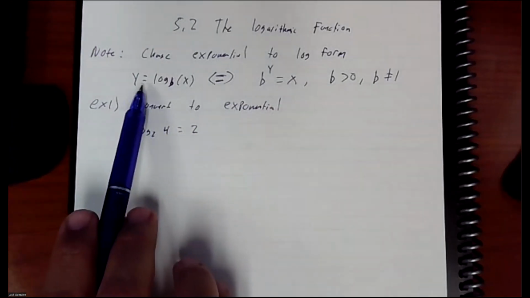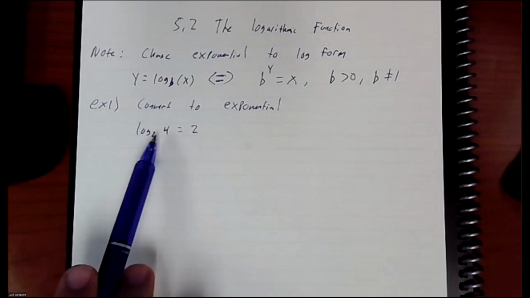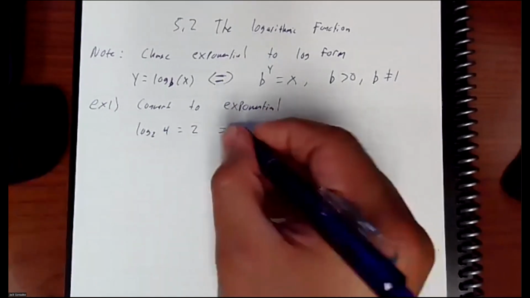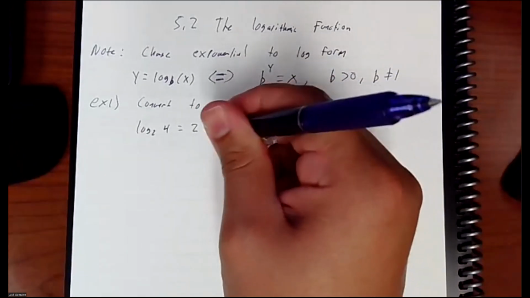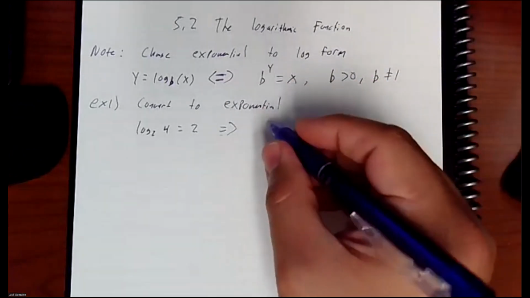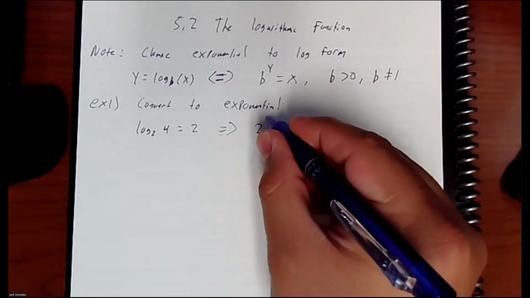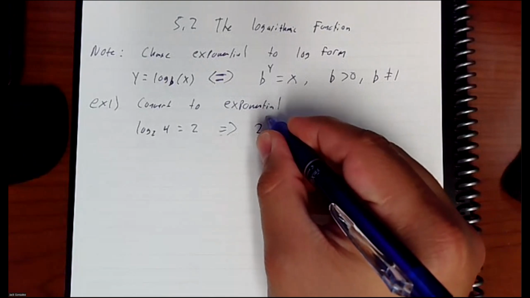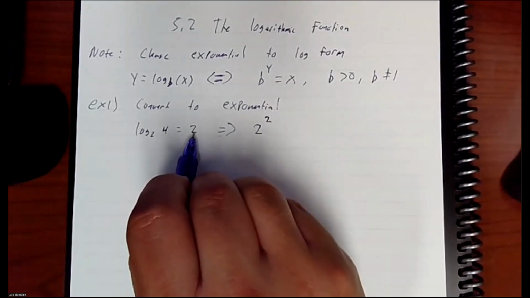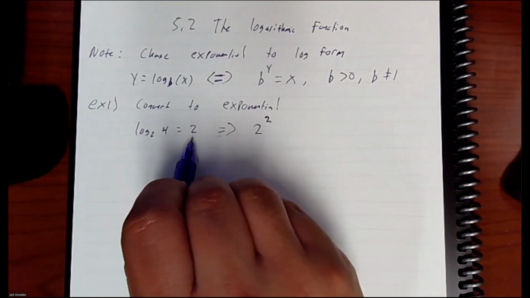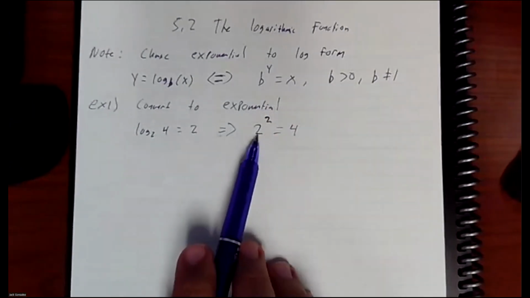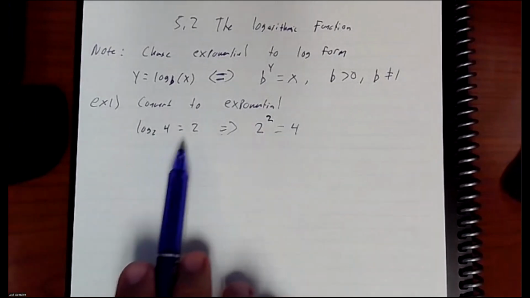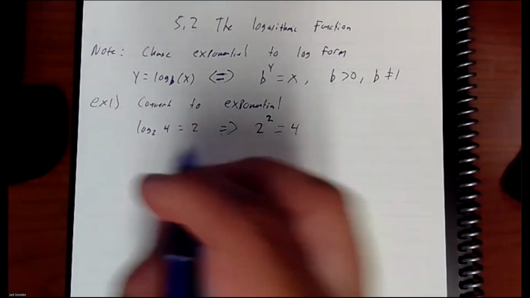So we use the formula, right? This is my y. This is the base. So this will transform into 2 to the y, which is 2, right? Equal to the x value. And that is indeed true, right? 2 squared is 4. So I'm changing this into exponential form. That's what they want to see.